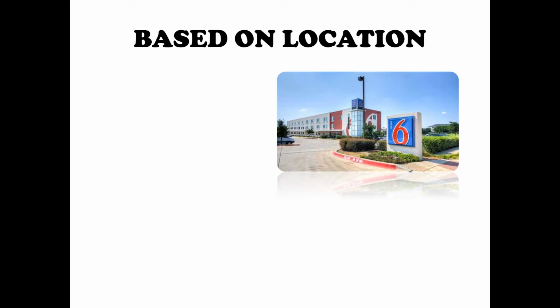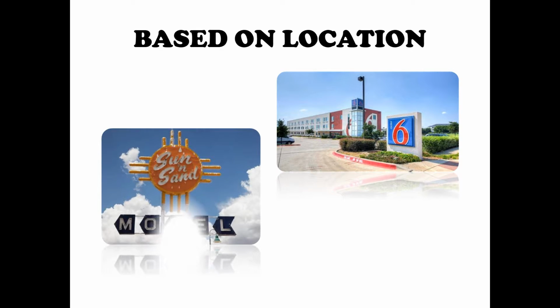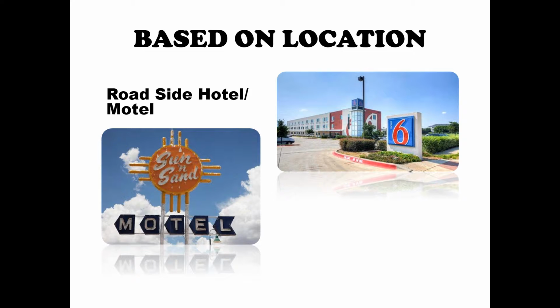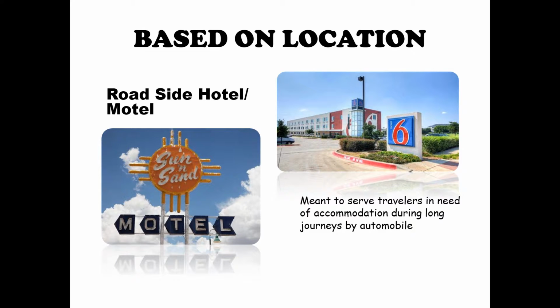Let us now proceed with the next classification, the hotel classification based on location. Motel 6, Sun and Sand Motel. This is an example of roadside hotels or what we call motels, short for motor hotels. This kind of hotel caters to guests that are in transit, and these hotels are not yet their final destination. Usually, rooms here are very cheap and small in size.